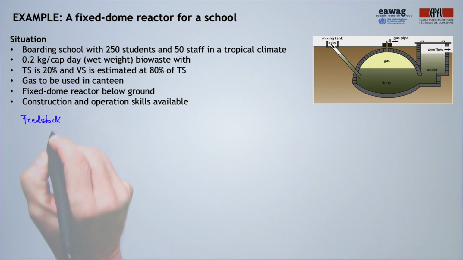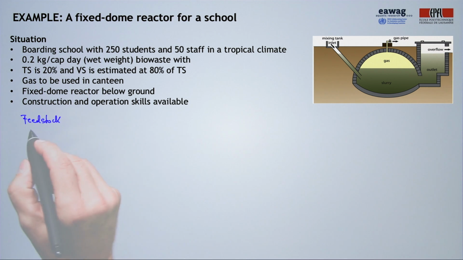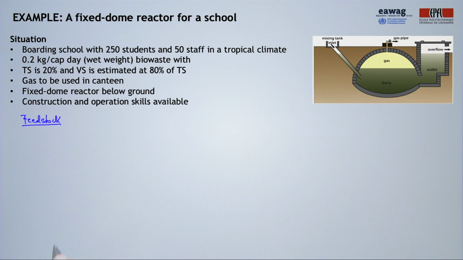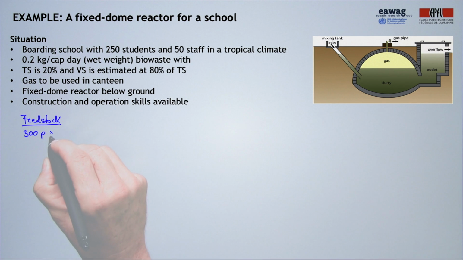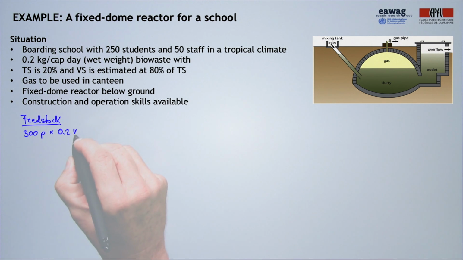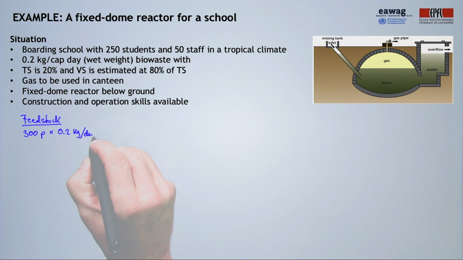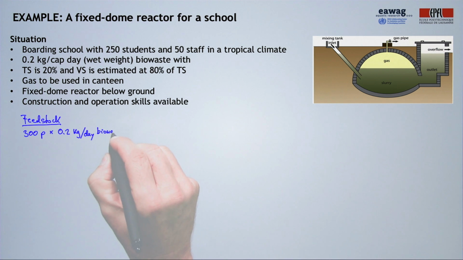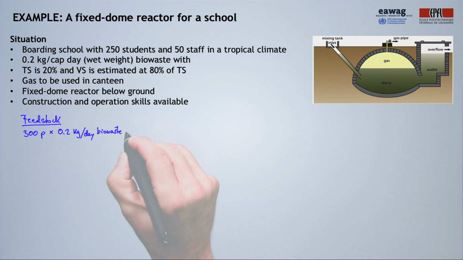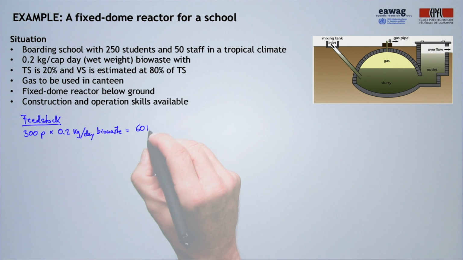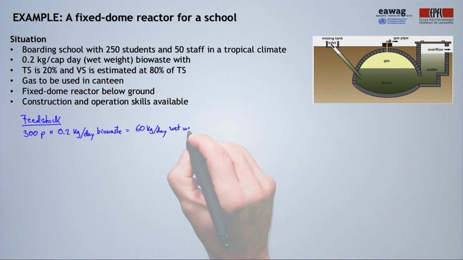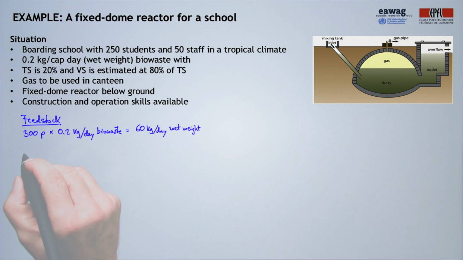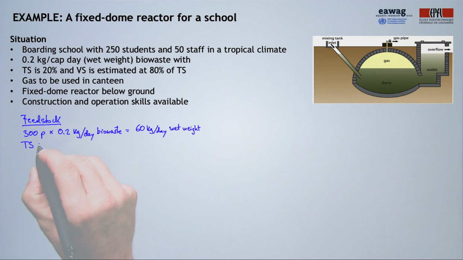First, let's look at the things related to feedstock. We have 300 people times 0.2 kilograms per day of biowaste per capita. That amounts to 60 kilograms per day of wet waste. And we have a TS of 20% of this wet waste.